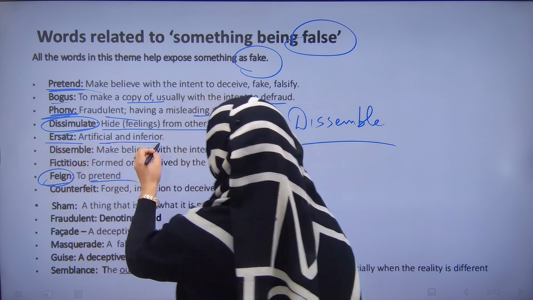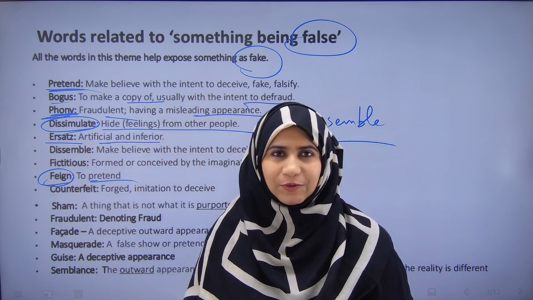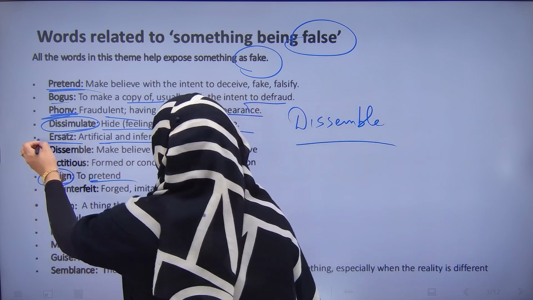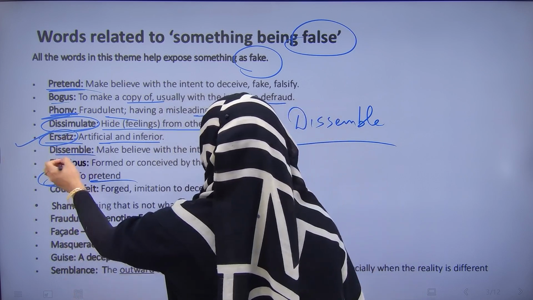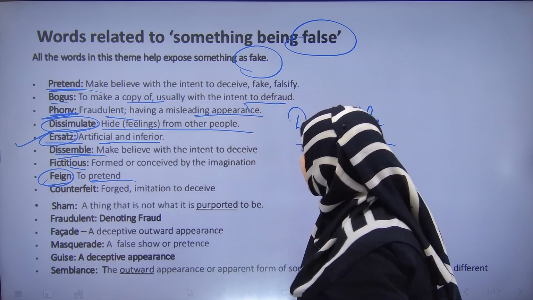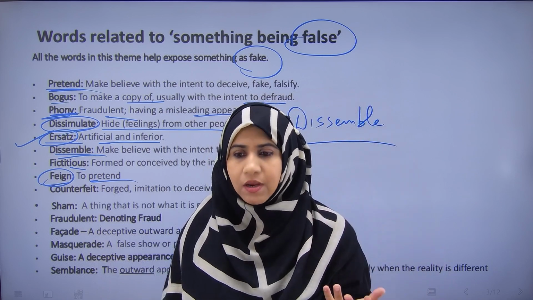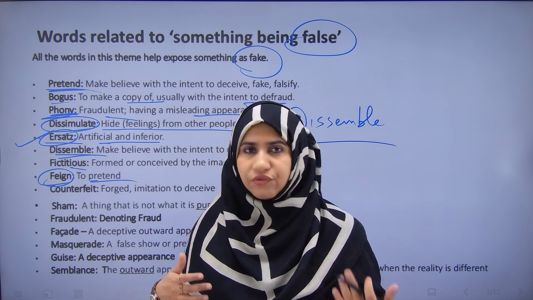Ersatz is something which is artificial and mostly cheap. कोई भी चीज की imitation या copy जो होती है, वो जाहिर सी बात है inferior in quality होती है. Ersatz is an important word. This has come in your exam. Dissemble, we have already discussed. Fictitious, something which is nakli, which is not real, which is formed either by imagination. Fiction से ये बना है, fictitious. So it is not real, okay?